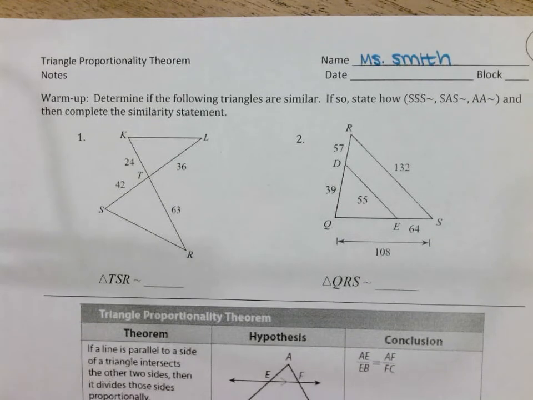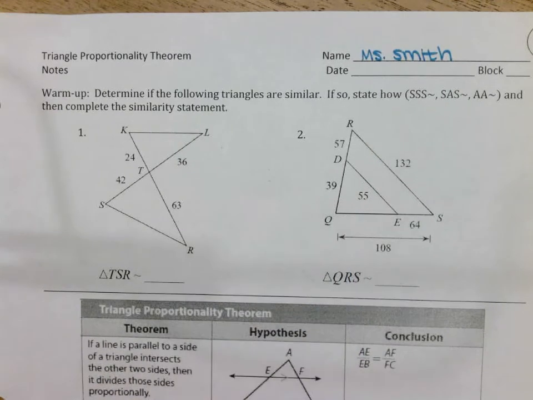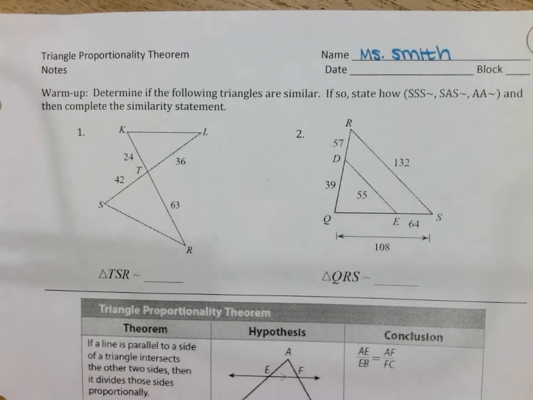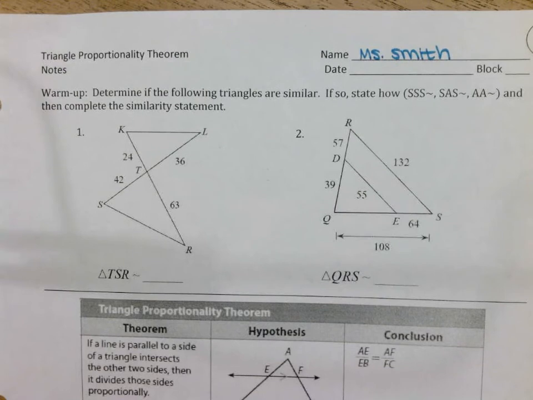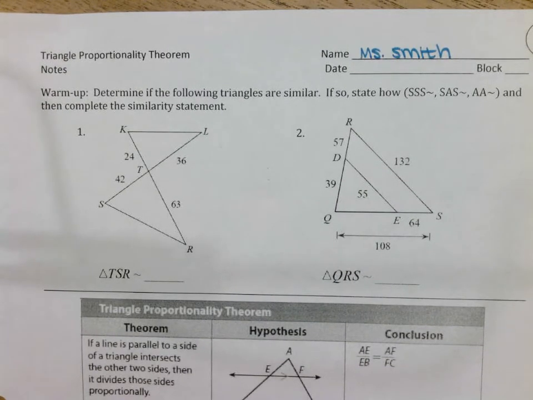So we're going to start with a warm-up to determine if these triangles are similar. And if they are, we're going to go ahead and complete the similarity statement. If they're not similar, we're just going to write NS for not similar.